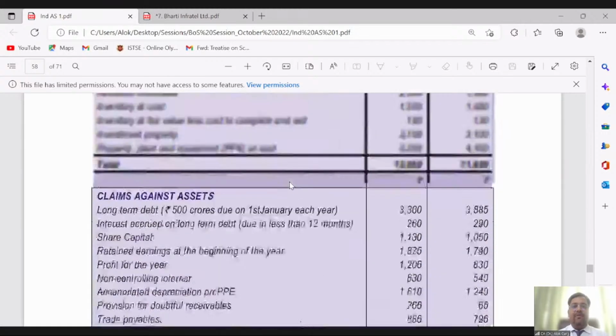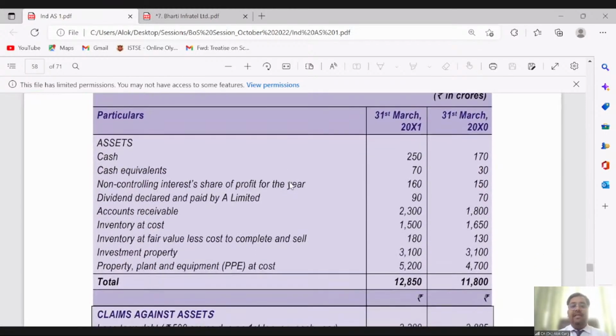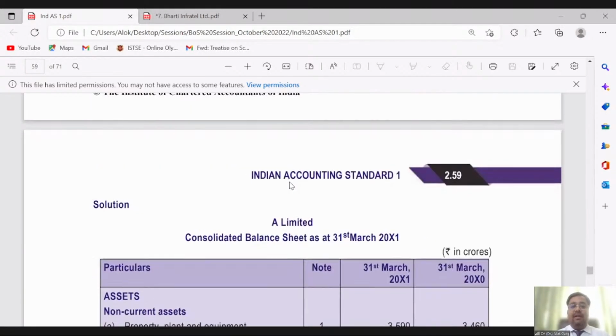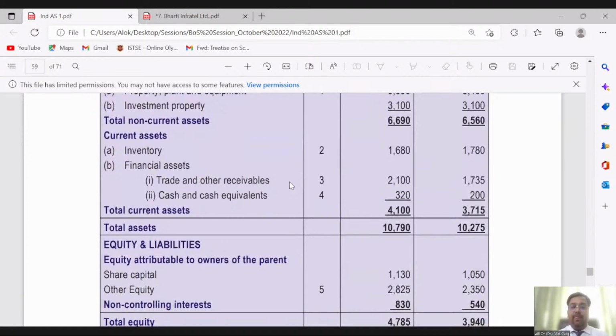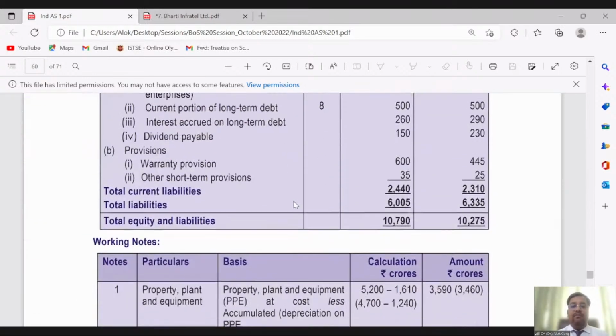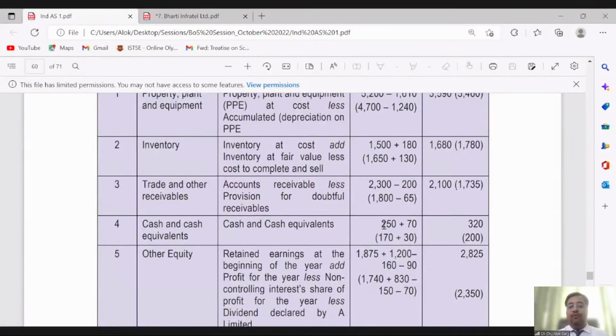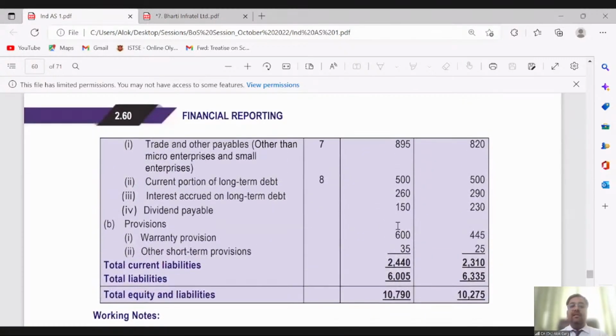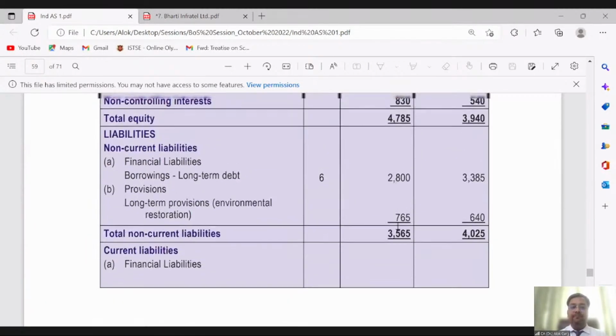So friends, first of all, cash and cash equivalent, whether it is current or non-current? Cash and cash equivalent will go as current. And note number 4. So basically, I'm not going by the number. Note number 4 says your 250 plus 70, 320. For the current year, it is 320, right? So cash and cash equivalent is your current asset. Okay.